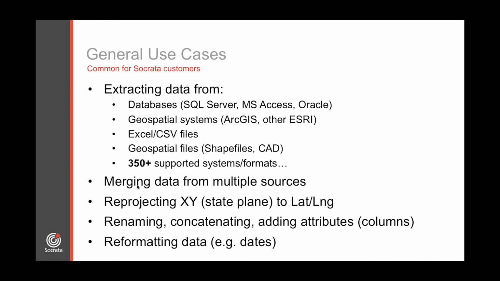Merging data from multiple sources, we've already seen lots of examples of that. Reprojection, that's a huge pain point that FME solves really nicely. It doesn't matter what projection your data is in, FME can get it into the right projection for Socrata. Renaming, concatenating, adding attributes, it's common. Reformatting data, restructuring it, for example, date formatting.